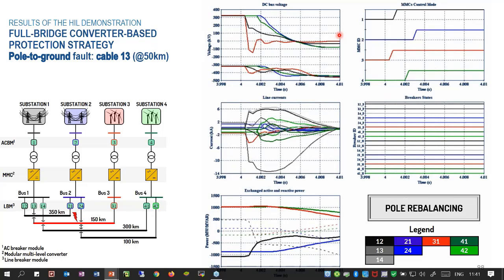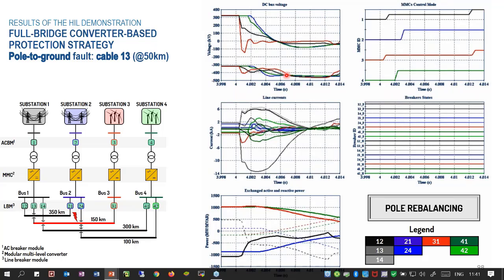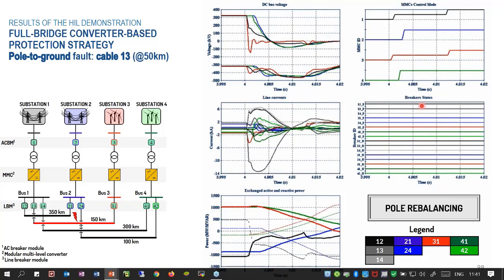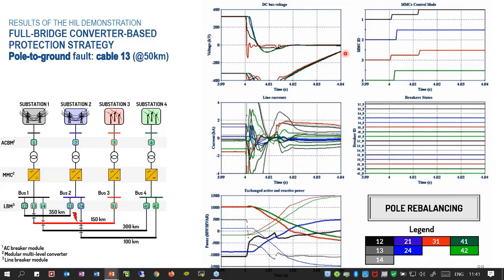Next step would be pole rebalancing. You can see here that the healthy pole almost doubles its voltage. It was minus 320, and it goes up to 450 negative value. This is done thanks to a change of control mode of stations 1 and 3, which are the stations that are aware of the fault, because the fault is in the cable 1-3. So IEDs communicate that there is a fault to the converter, and the converter changes its mode in order to perform pole rebalancing, and you can see here the voltage value going back to 0.